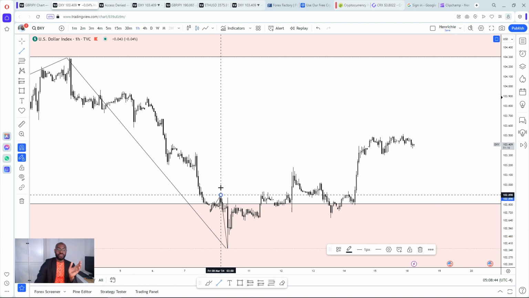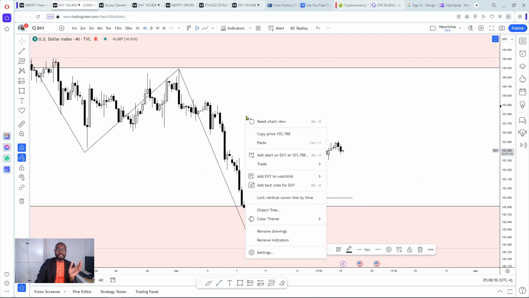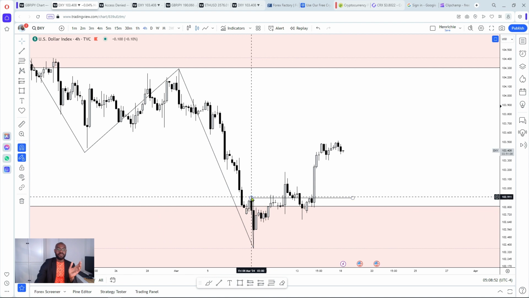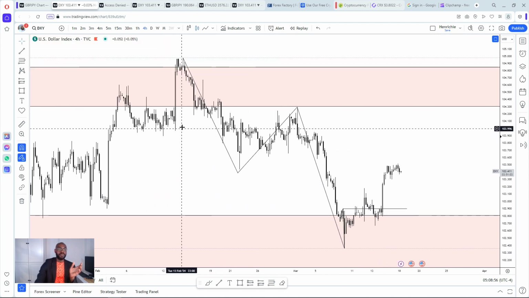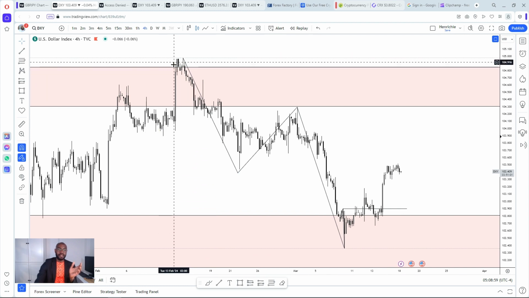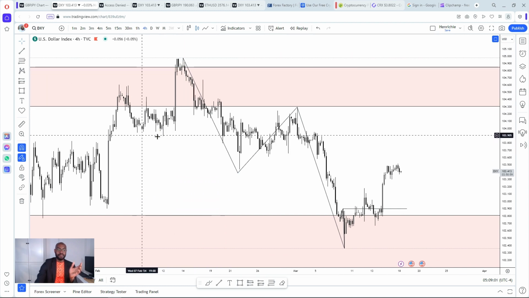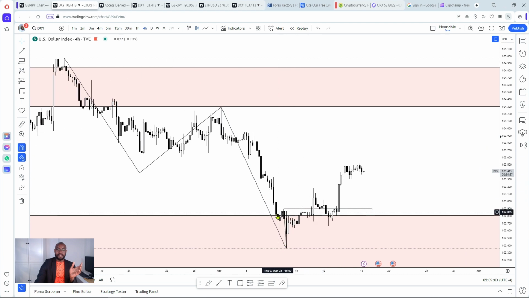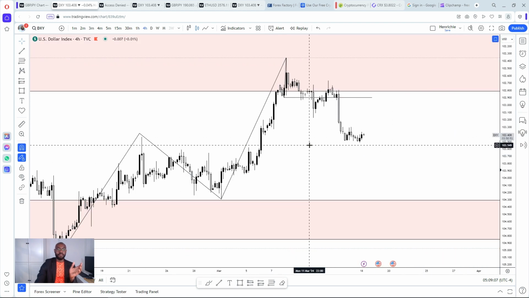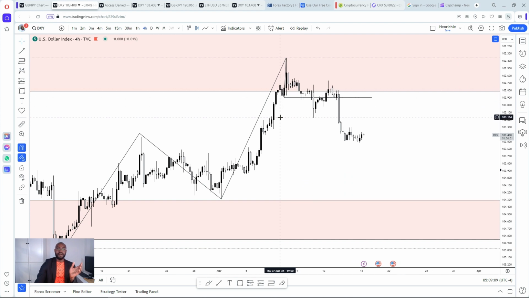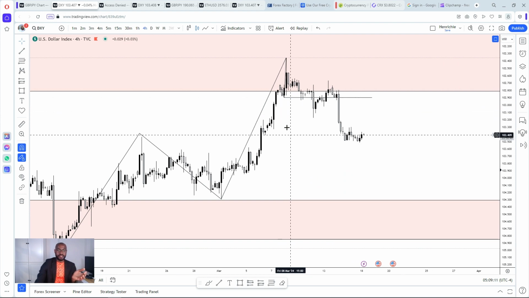In as much as I wouldn't call this a 4-hour break of structure, because if we go to the 4-hour time frame, it doesn't really look the nicest of a structure. For example, you can consider this a low and this a high and this a break of structure. But in this case, what we can do to look at it a little bit better is invert the chart.